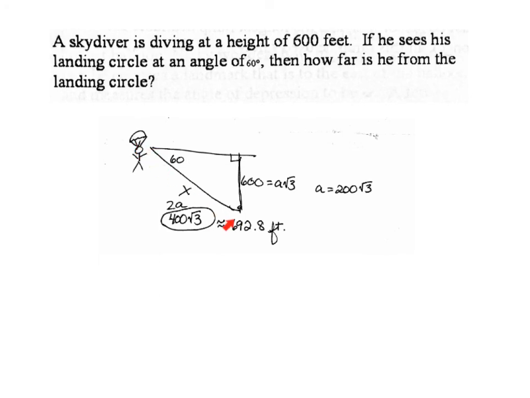How far is he from the landing circle? That is a direct distance. If we were looking for the horizontal distance, it would have said so. So what I used was special right triangles, and I found that my hypotenuse was 400 square root of 3. When I plugged that into my calculator, I got 692.8 feet because 600 is in feet.